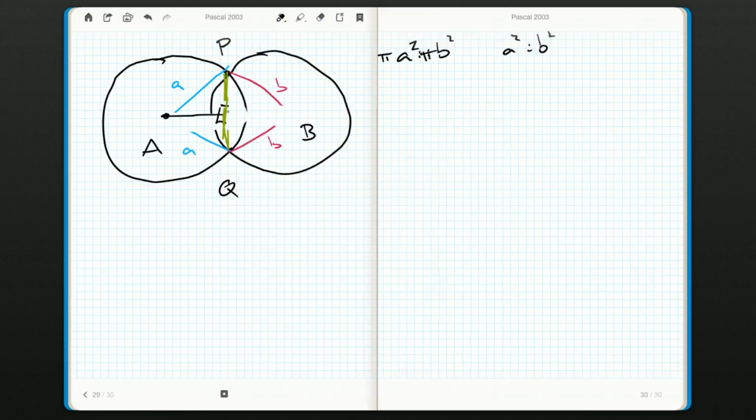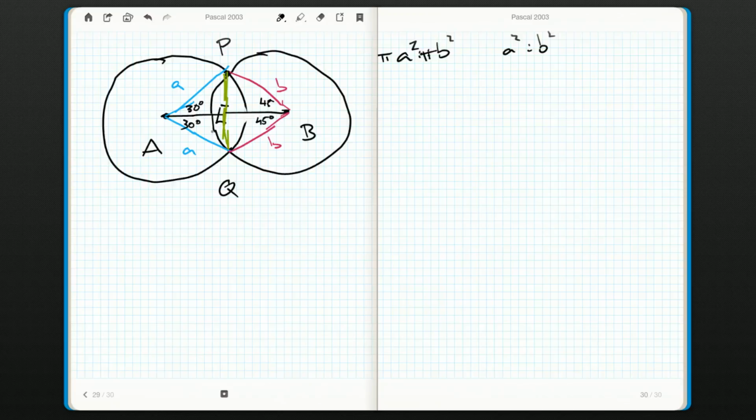Same thing with PQ, considered a chord of the circle with B in it. So it actually also splits this angle. So this angle here was 90, so now we're going to get 45s here. And this angle was 60, we're going to get 30s here.